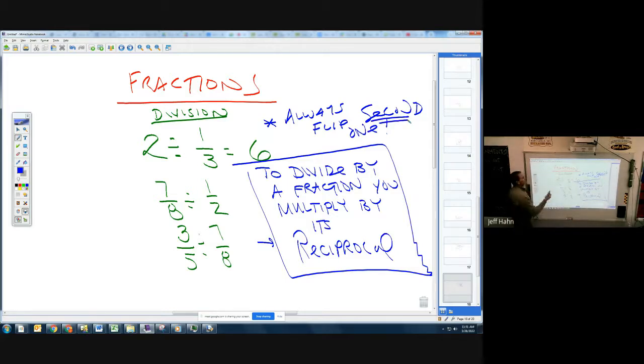In other words, if I have 2 divided by 1/3, to divide by a fraction, you change it into a multiplication problem. You multiply by the reciprocal. The reciprocal of 1/3 is 3/1. And guess what? 2 times 3/1 is 6, which everybody got.